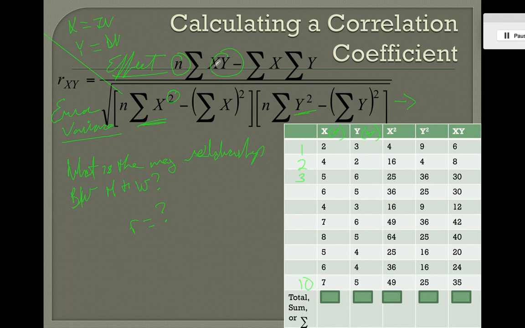So I need to do the sum of x and y, I need to do the sum of x, the sum of y, I need to do the sum of x squared. I also need to do the sum of y squared, so summing up all of those columns. I've already done that for you. So the sum of x is equal to 54, sum of y is equal to 43, the sum of x squared, in other words, squaring all of our x values to create this column, now gives me a value of 320. Remember, this is different than this portion right here.